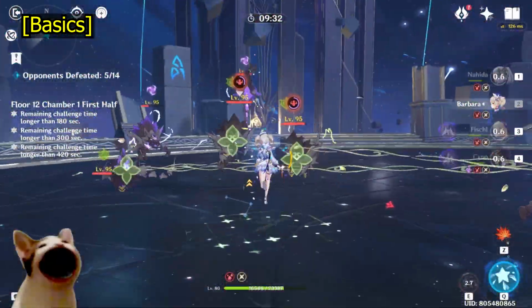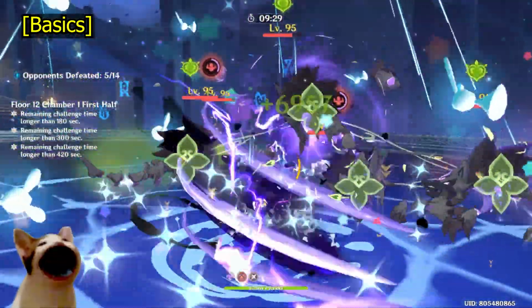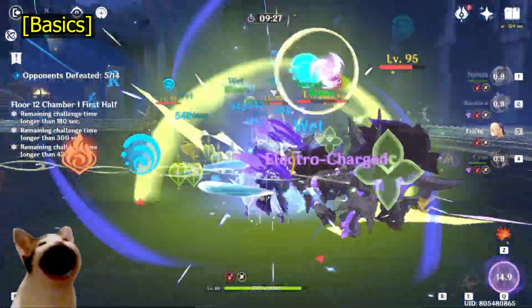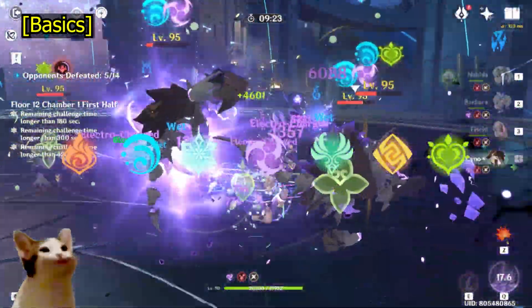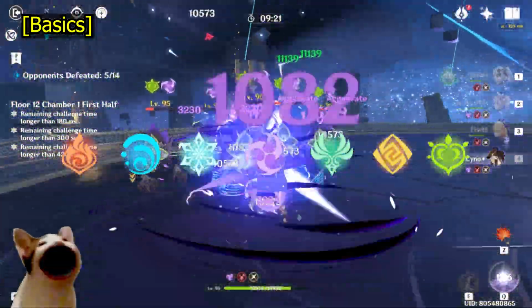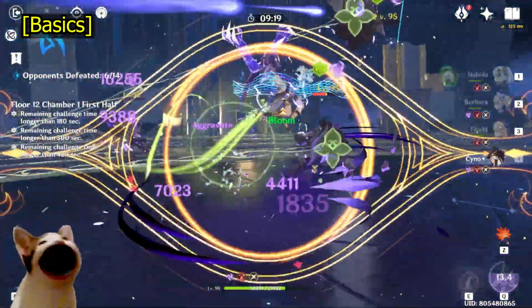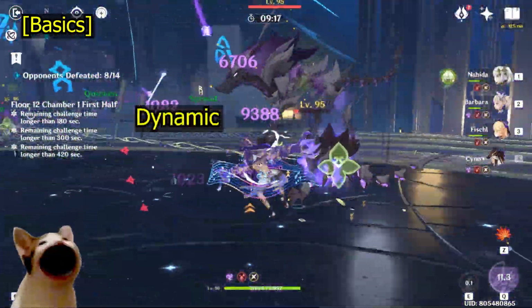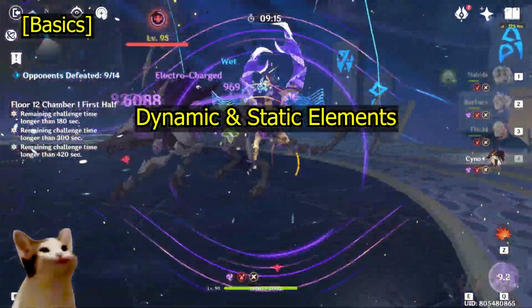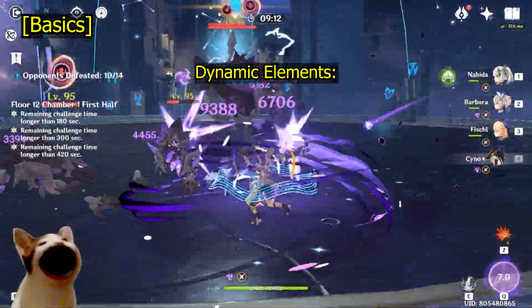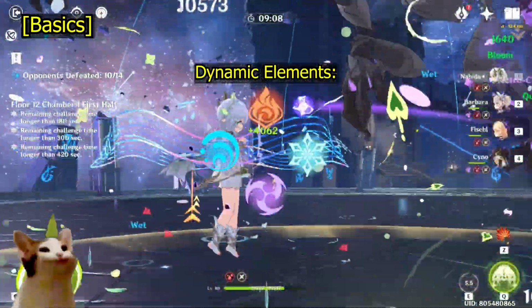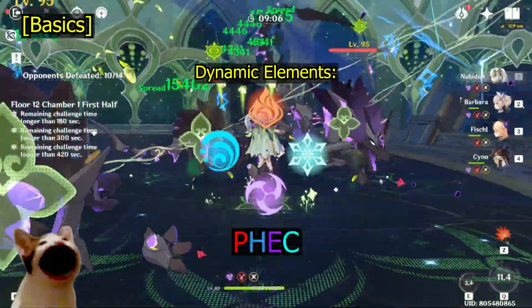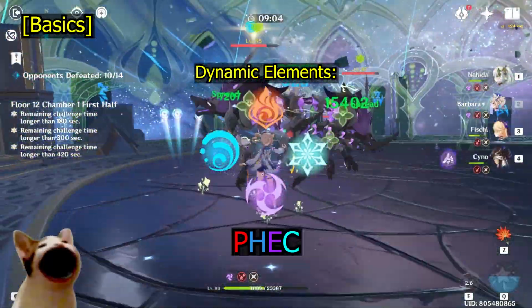So Genshin has a total of 7 known elements, which are Pyro, Hydro, Cryo, Electro, Anemo, Geo, and Dendro. For convenience, let us split these elements into 2 groups. The first being dynamic elements and the second being static elements. So the dynamic elements are Pyro, Hydro, Electro, and Cryo, which can be derived as PHEC as an easier way to refer to them as an acronym.